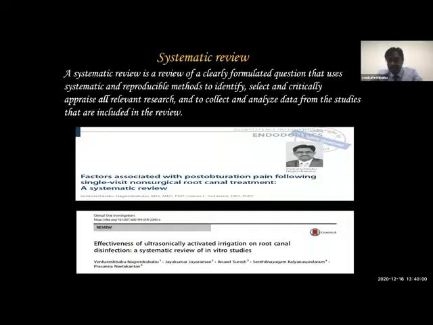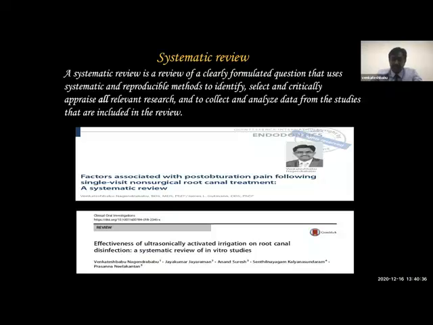So coming to the systematic review, don't worry, I won't go too deep into the subject. I won't cut, copy, paste from the textbook. It will be more relevant and easy for you to capture. The definition of a systematic review is: a review of a clearly formulated question that uses systematic and reproducible methods to identify, select and critically appraise all the relevant research, and to collect and analyze the data from the studies that were included in the review.